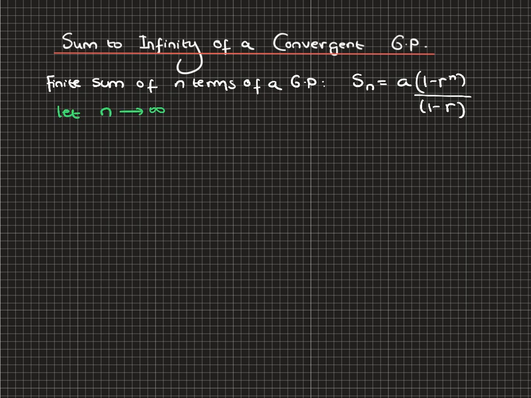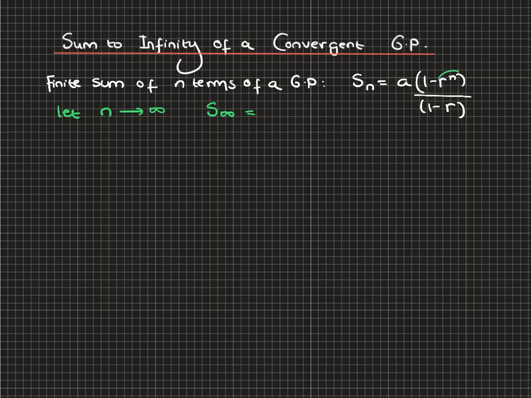Now, what we're going to do is we're going to allow n to approach infinity. So we're basically saying, well, let's add together as many terms as possible. Let's let n get bigger and bigger and bigger. So we're going to add not just 25 terms together, we're going to add 1,000,000 terms together. Theoretically, the idea being we add infinitely many terms together. So this gives us S infinity, which is the sum to infinity.